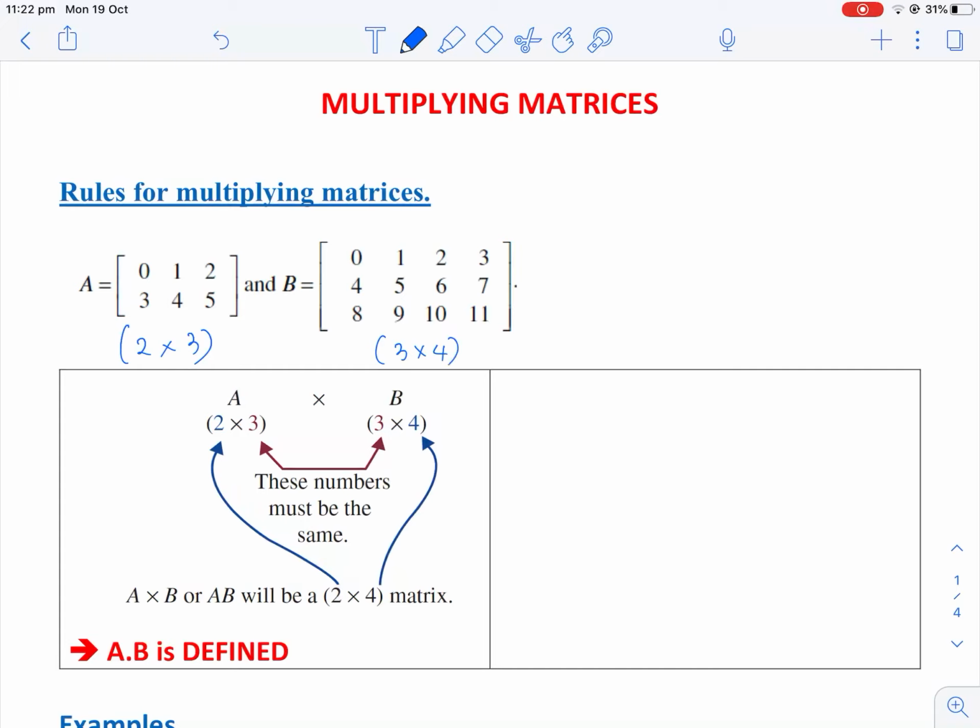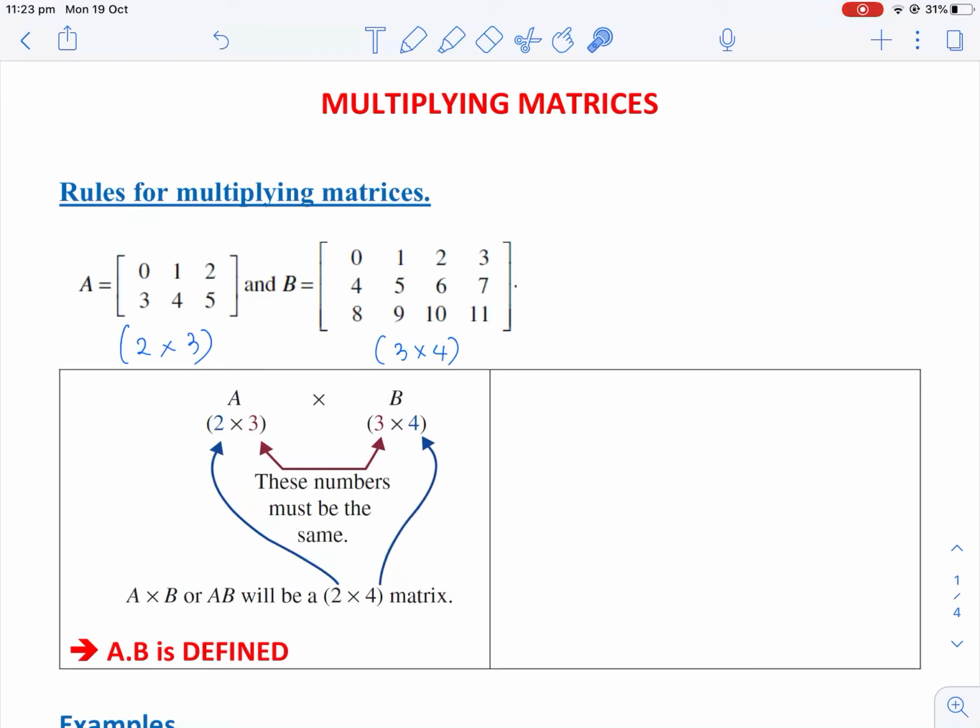Okay. So first, I want to see if A times B is defined or not. The answer is defined, but let's check it out. What is the rule? So for A times B, the order of A is 2 times 3 as we found, and the order of B is 3 times 2. When you write down the orders and you find the numbers here are the same, 3 and 3, this means that matrix A times matrix B is defined.